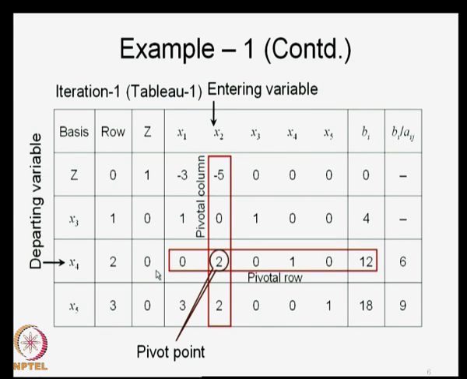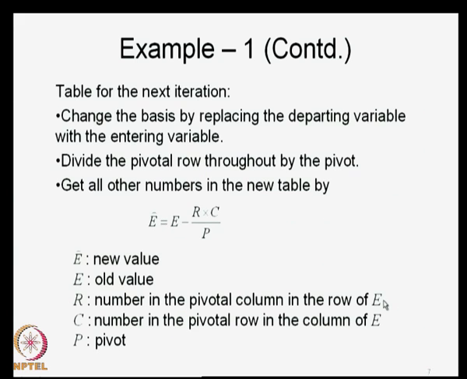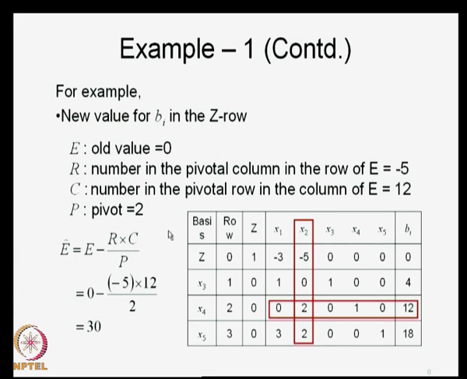So, we go to the next iteration. First, we rewrite the basis: z, x3, x2 and x5. 0, 1, 2, 3 is just a row identification, and z remains the same. First, we rewrite the pivotal row by dividing the pivotal row by the pivot value. So, we write it as 0 by 2, 2 by 2, 0 by 2, 1 by 2, 0 by 2, and 12 by 2 under bi. So, this is what we do here.